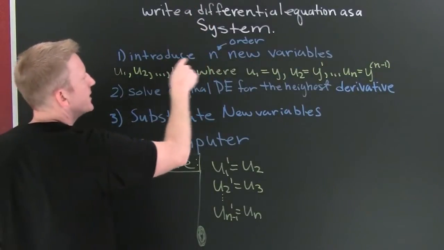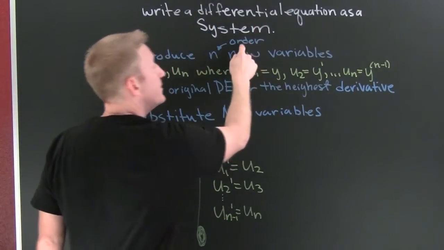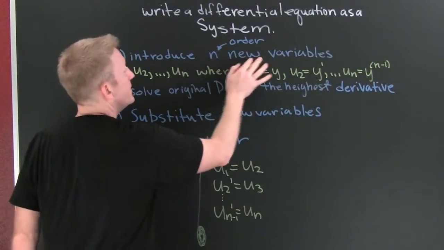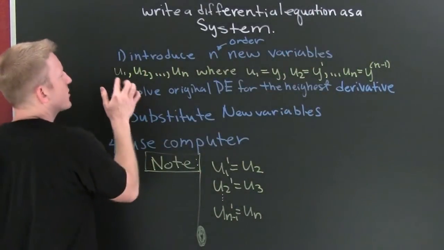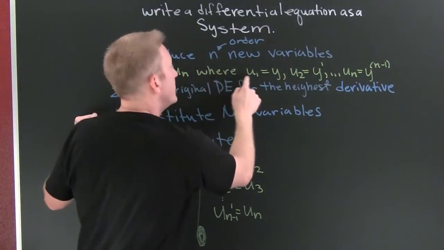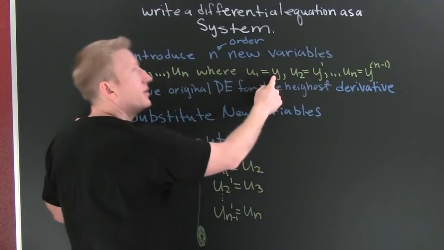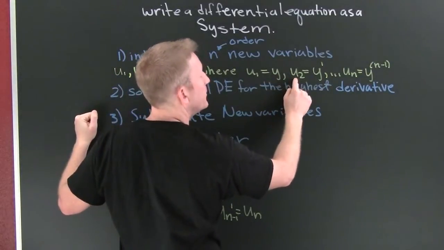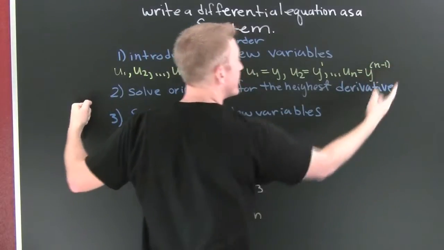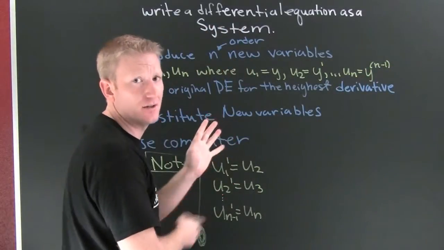The first thing you're going to do is introduce n, the order of the original differential equation. N new variables. Why don't we just arbitrarily call them u1, u2 through un, where u1 is y, or the solution, u2 is the first derivative of y, and un is the n minus 1th derivative of y. You're just going to label them.